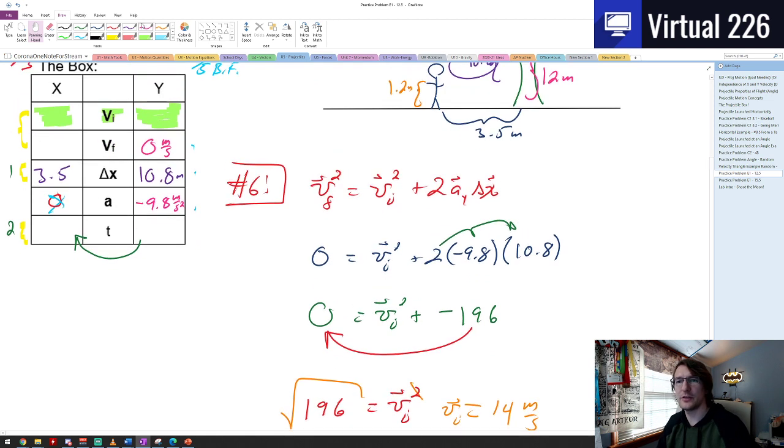So we can go up to the box. We can say, hey, our initial velocity is 14 meters per second. We got that value. Half the problem's done. Now we can go down and get our time quantity here a little bit easier. So we can go solve that.